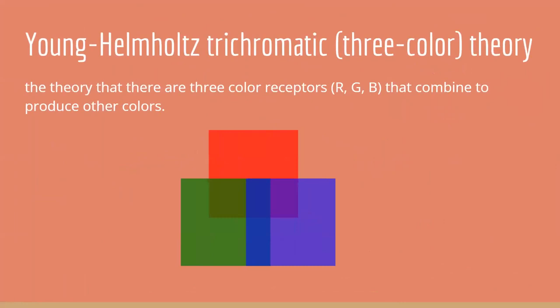Young-Helmholtz trichromatic 3-color theory. Tri means 3, right? This is the theory that there are 3 color receptors, red, green, and blue, that combine to produce other colors.